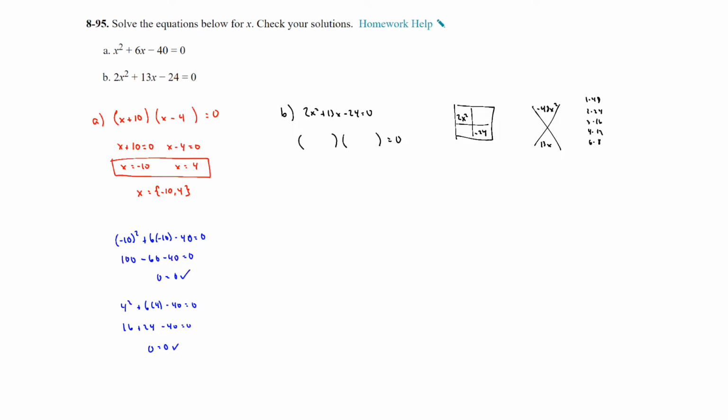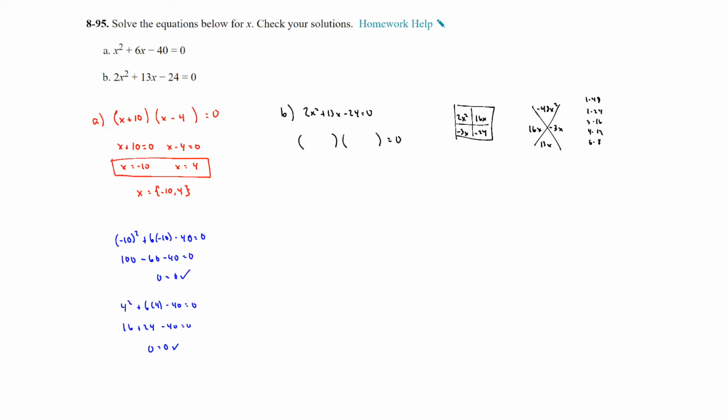Because of the negative 48, one of these numbers needs to be negative. We just got to figure out which one. So if one of them is going to be negative, we're looking at the difference. So 16 and 3, but we need one of them to be negative, and then 3 should be negative so that when you add those up, you get 13x. So we have a 16x and a negative 3x that we complete our generic rectangle for.